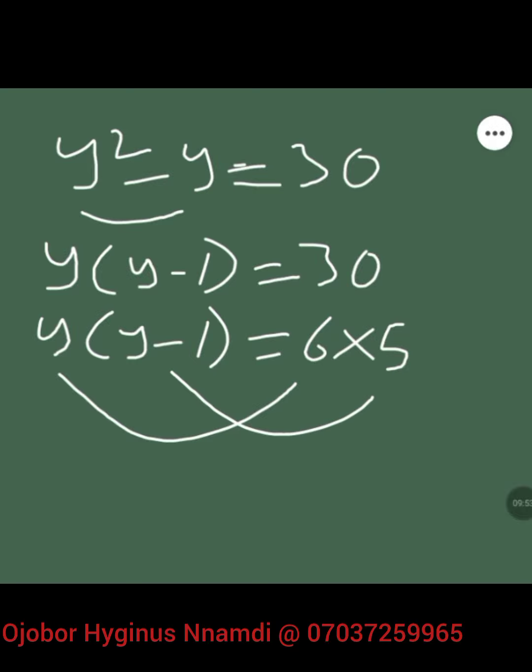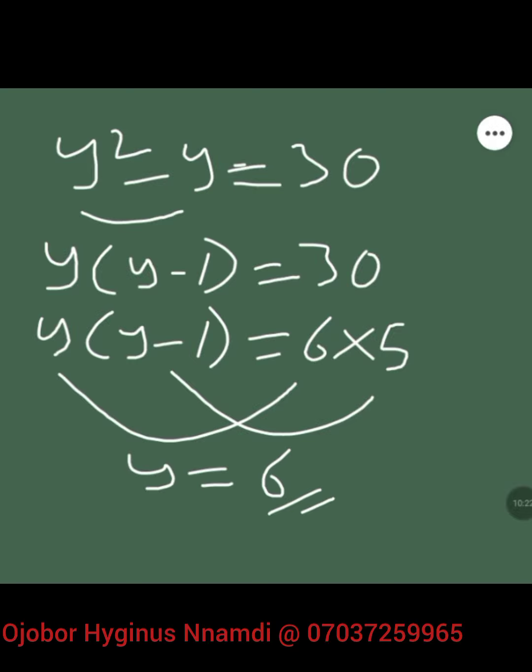So we can actually see that y is 6 and y minus 1 is 5. Why did I choose y to be 6? Of course, y should be greater than y minus 1, because subtracting 1 from y has reduced it. So y takes 6 and y minus 1 takes 5. And of course, if you make y minus 1 equal to 5, y will still be 6. But we need two answers because this is a quadratic equation.